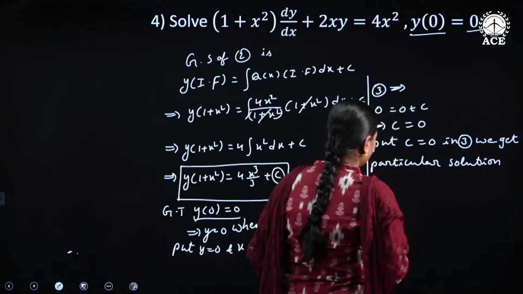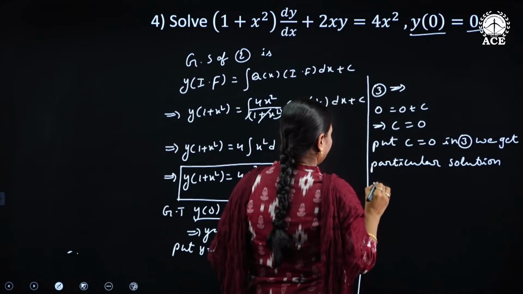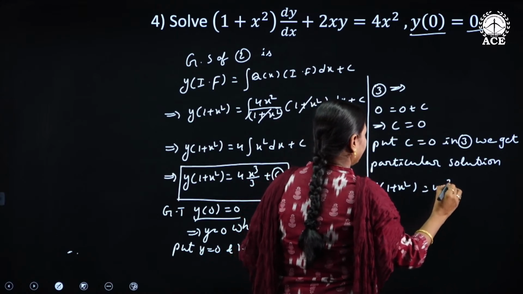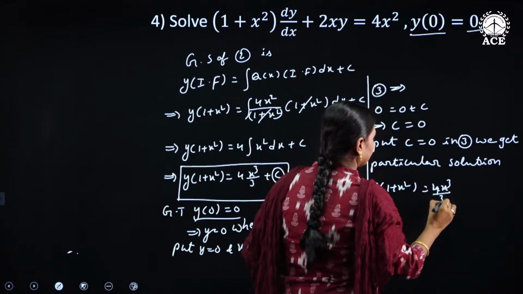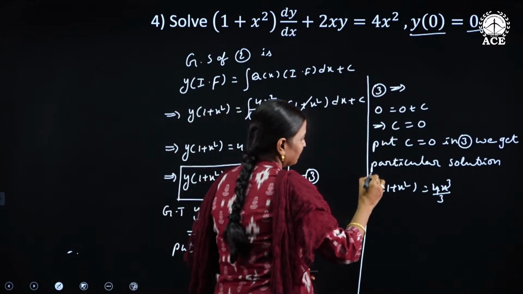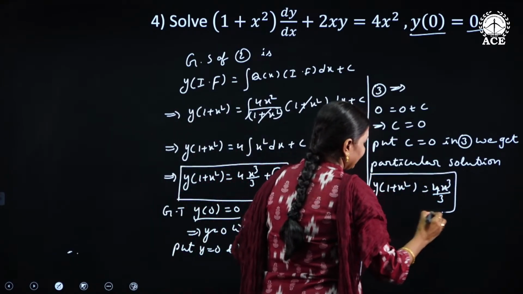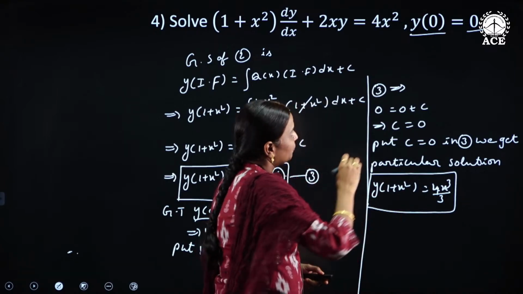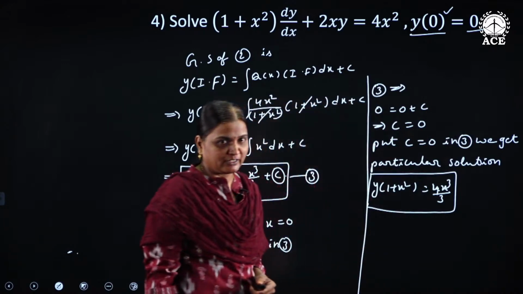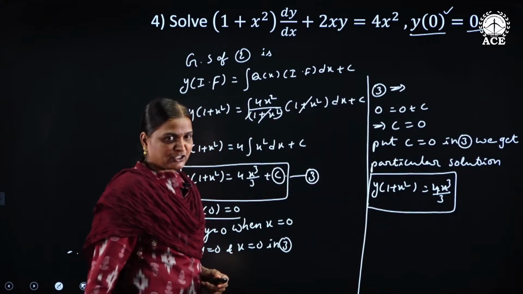So what is the particular solution? Therefore, y into 1 plus x square is equal to 4 into x cube by 3. What is the C value? 0. So which is the particular solution of the given differential equation? The meaning of this condition is: find the particular solution of the given differential equation.